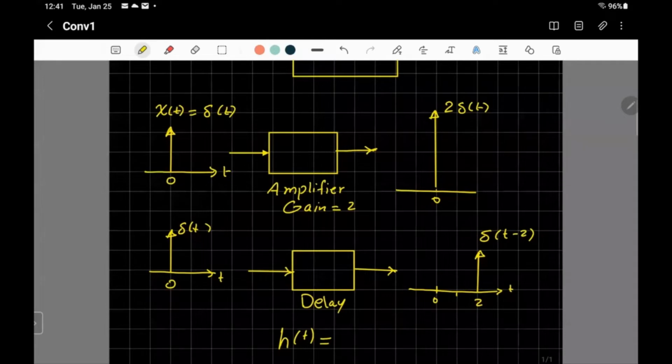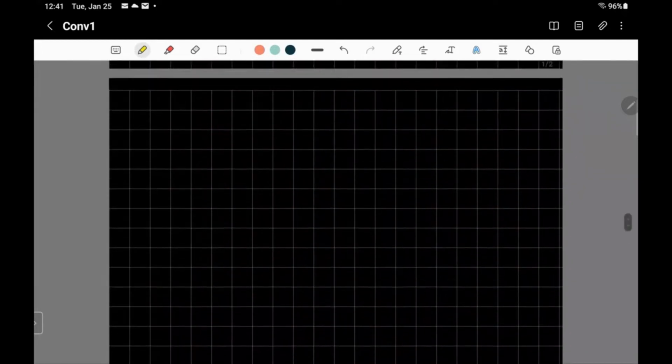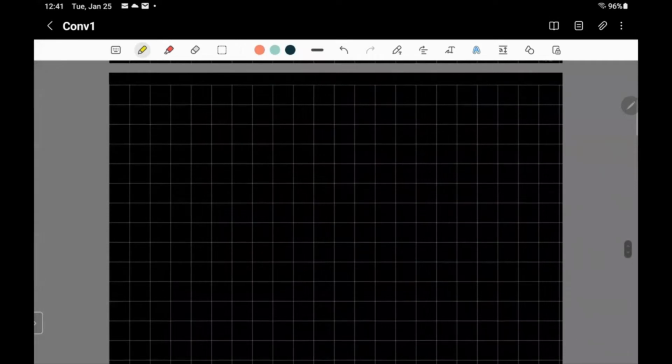So when you say h of t, for example for this system, you put x of t, and you get y of t delayed by 2. So in this case, h of t describes the system, and I can find the output for any other signal. What do I mean by this? It means, let's look now at the delay system. Let's say that the input was something different like that.